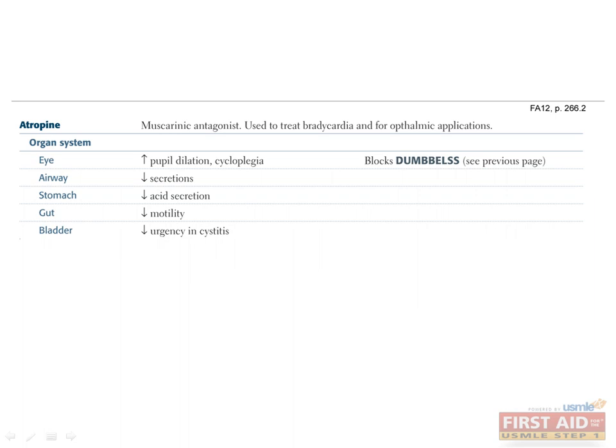As I briefly mentioned before, atropine is a muscarinic antagonist. Let's discuss the details now. It is easy to remember atropine's effects if you think of it as the opposite of the parasympathetic system. In the eye, it causes pupil dilation and cycloplegia. In the airway, it decreases secretions. In the stomach, it decreases acid secretions. In the gut, it decreases motility. And in the bladder, it decreases urgency.